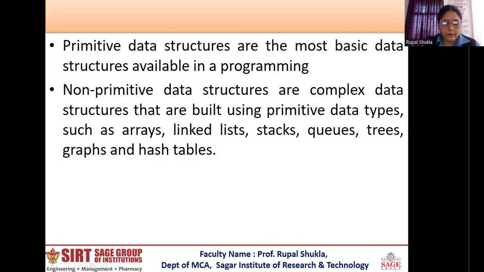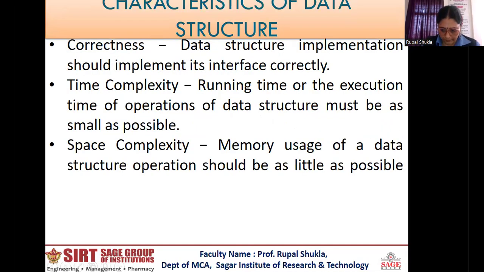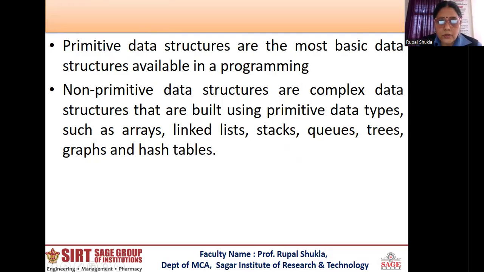What is primitive data structure and non-primitive data structure? Primitive data structures are the most basic data structures available in a programming language, and non-primitive data structures are complex data structures that are built using primitive data types, such as array, linked list, stacks, queues, trees, graphs, and hash tables.